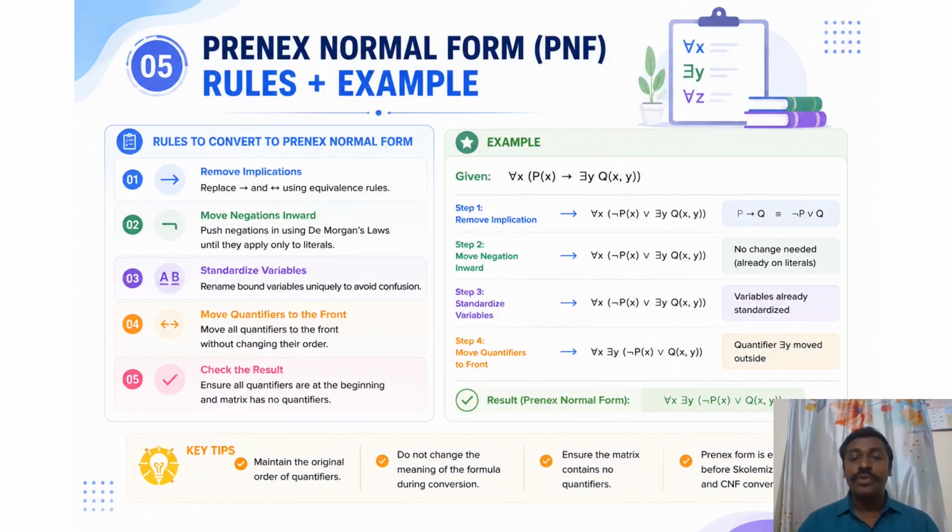Now we have to move the quantifiers to the front. We just take the existential quantifier there exists y to the front, after the universal quantifier for all x. So for all x, there exists y, then the remaining will follow as it is. Now this is in the Prenex normal form.